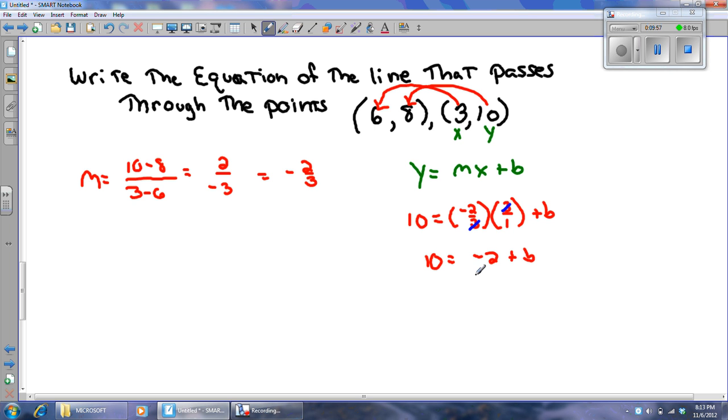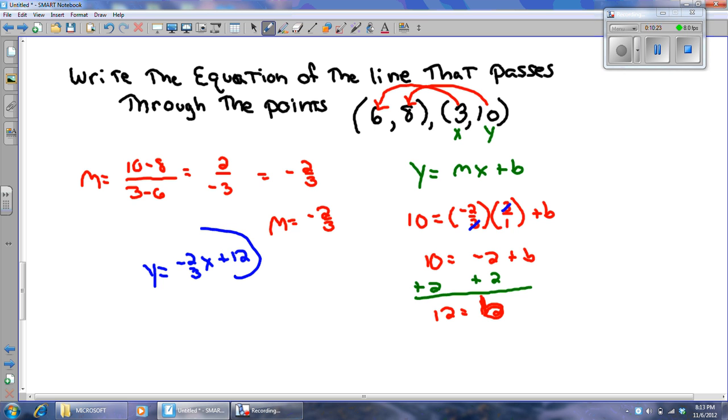I'll add 2 to each side, and therefore b is going to equal 12. So b equals 12, m is negative 2/3. My equation must be y equals negative 2/3 x plus 12, and there you go.